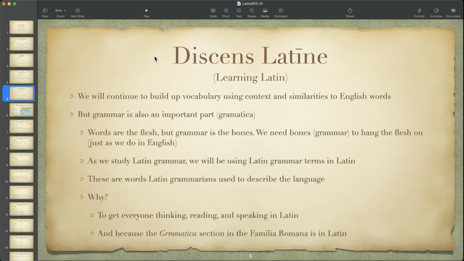Discens Latinae, learning Latin. We're going to continue to build up vocabulary using context and similarities to English words. But we do have to introduce some grammar here. As I said, words are the flesh, but grammar is the bones, and we need grammar, or bones, in order to fill it out.